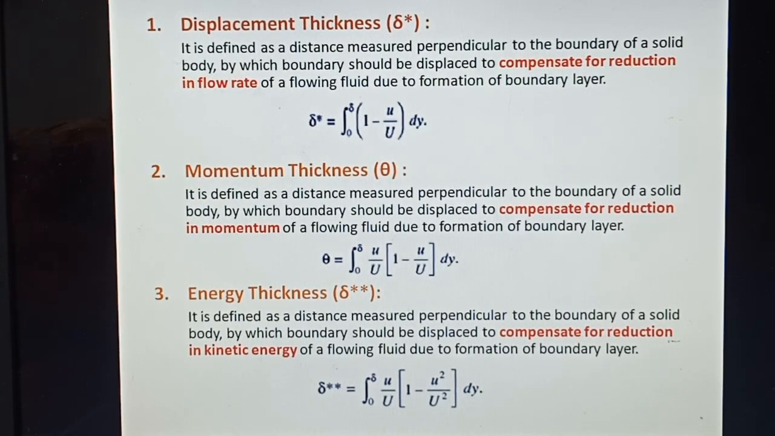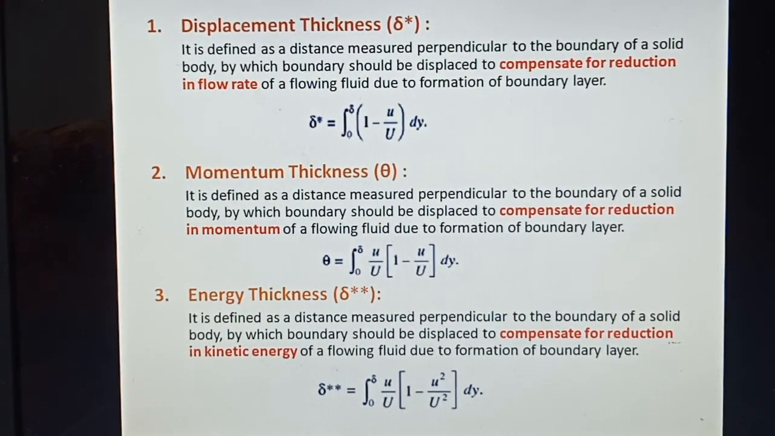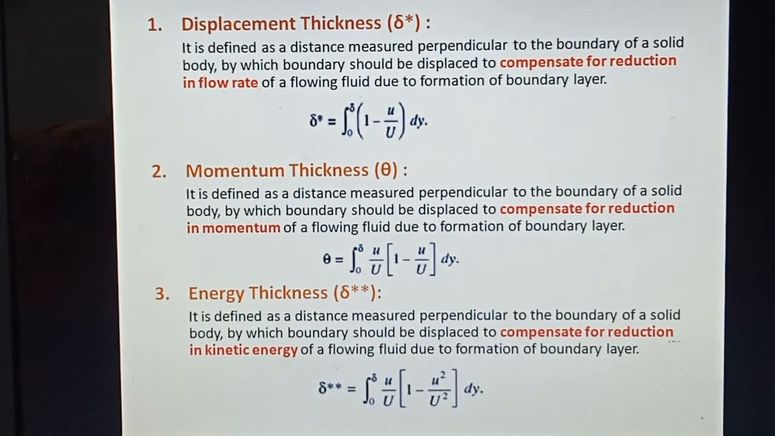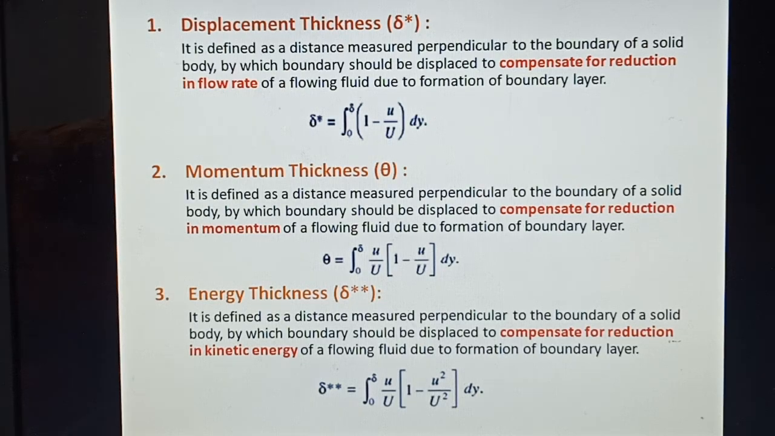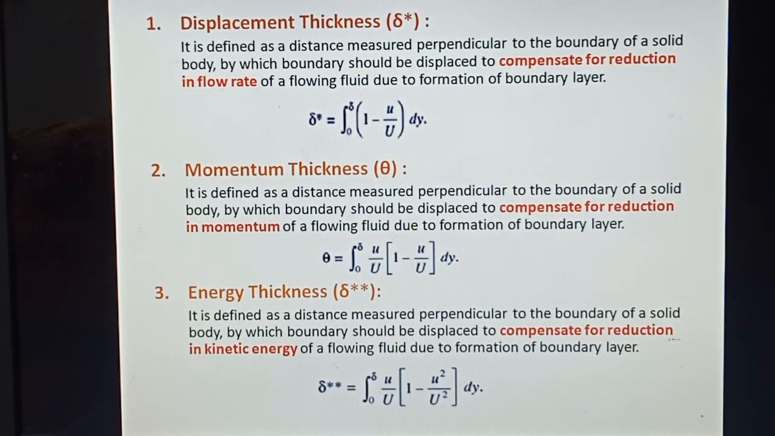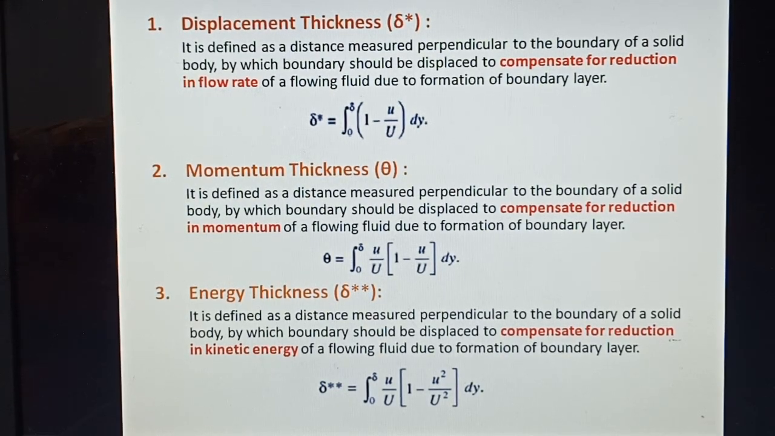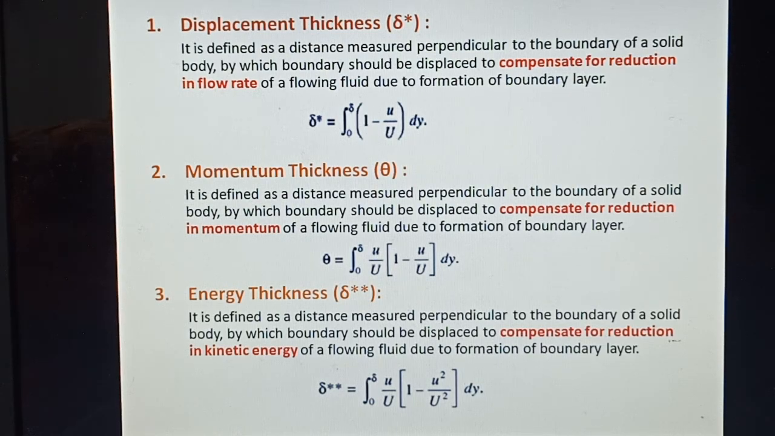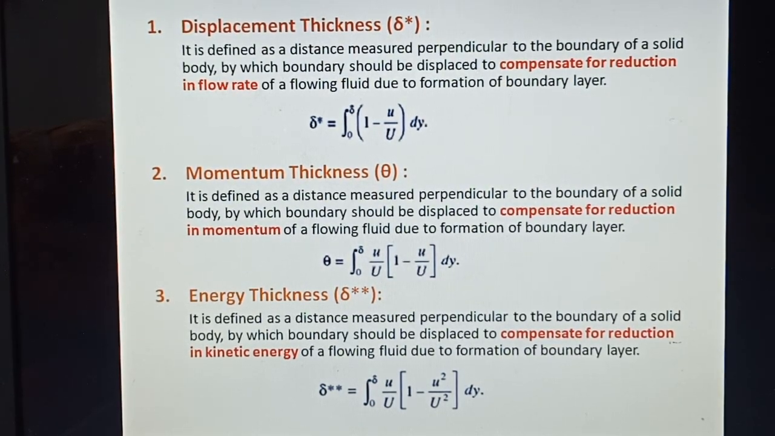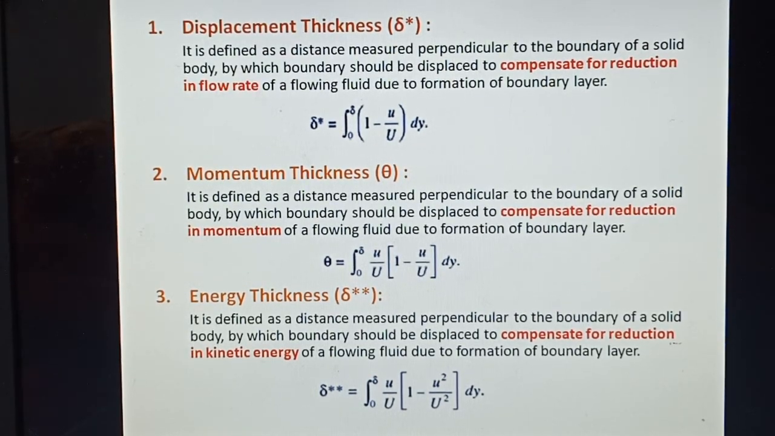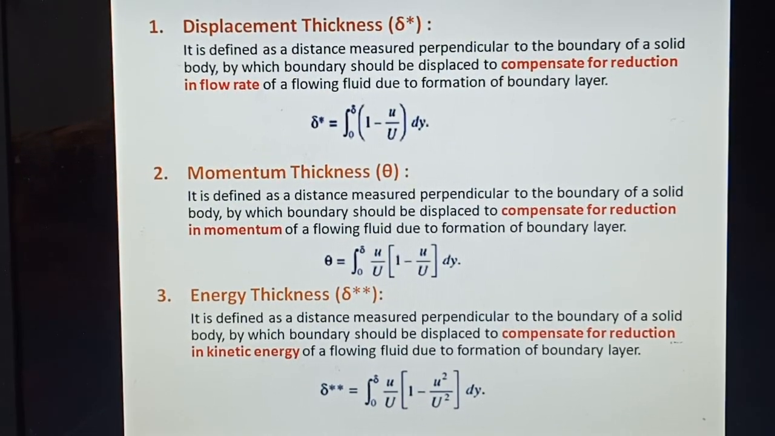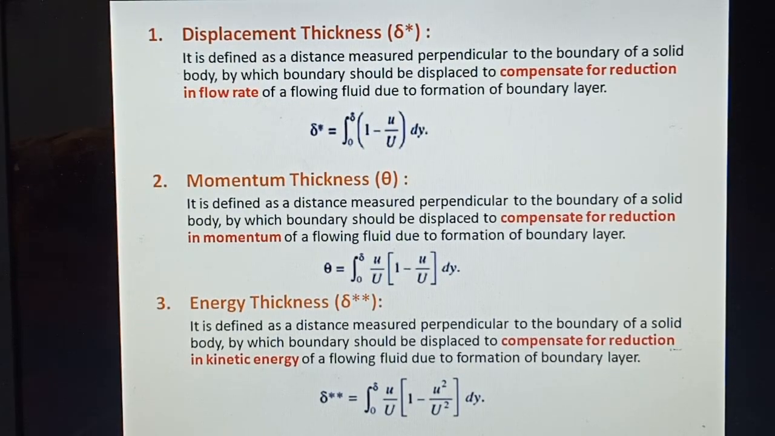Similar to the displacement thickness, we will study the momentum thickness. Because of the formation of boundary layer there is a loss in momentum of the fluid flow. To compensate for that loss, we have to displace the boundary of a solid surface by an amount equal to momentum thickness, denoted by theta. The equation for theta is integration from 0 to delta of u upon capital U into (1 minus small u upon capital U) into dy.